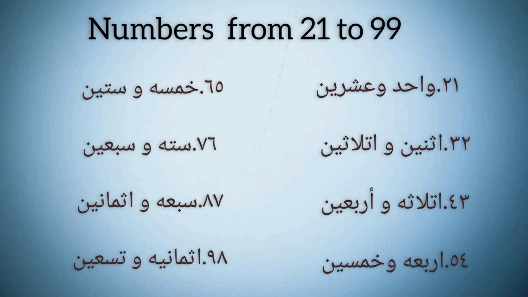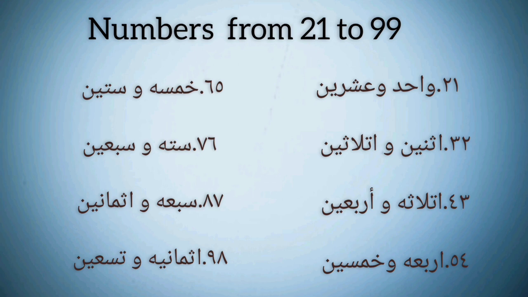But in Arabic, it's completely opposite. We have to read ones and then tens. For example, for reading 21, in Arabic we say واحد وعشرين. As you see, it's completely opposite. واحد وعشرين. When you read it quickly, it becomes واحد وعشرين.